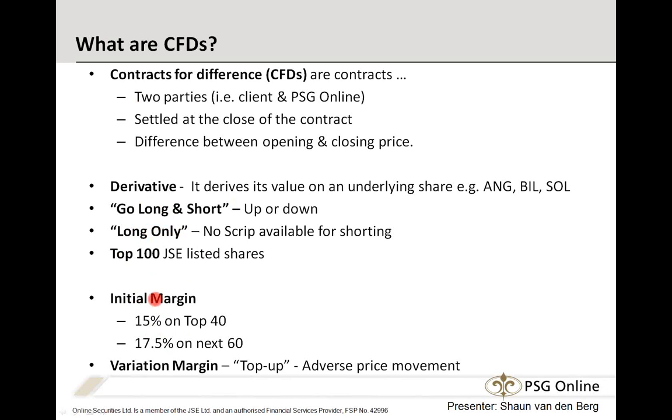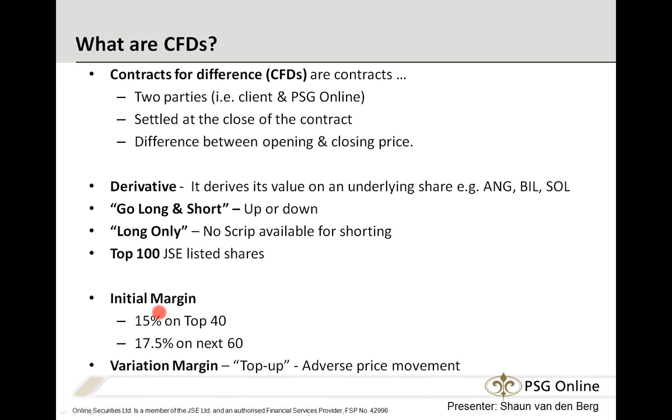The big difference is when it comes to initial margin. On single stock futures it's decided by the JSE, it's a rand value, which is roughly about 15%. When it comes to CFDs, PSG Online decide 50% margin on the top 40, and then 17.5% on the next 60 companies. So obviously, with greater volatility, we might increase it in the next quarter and things like that. But as I say, it's decided by PSG. That's where the differences come in.